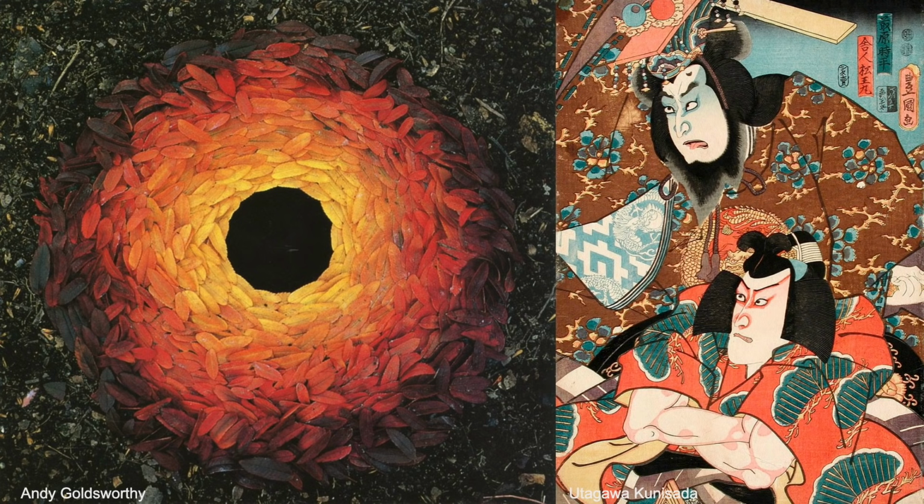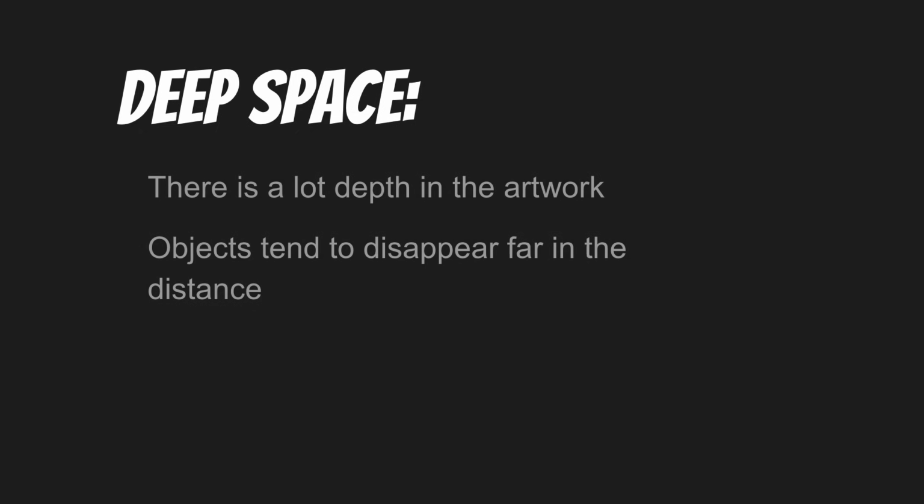So if shallow space means that there's not a lot of depth in an artwork, what do you think deep space means? Clearly, it would be the opposite. Deep space means there's a lot of depth in the artwork. And when we look at artworks with deep space, we tend to see objects disappearing far in the distance, or it feels like there's a lot of room to move around. You can maybe frolic in the artwork.